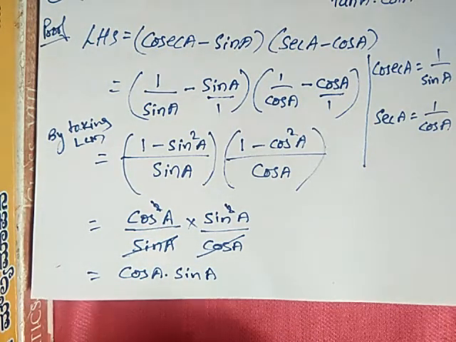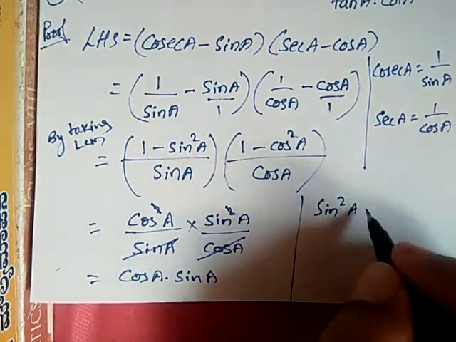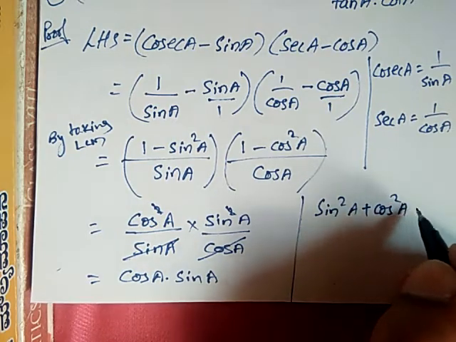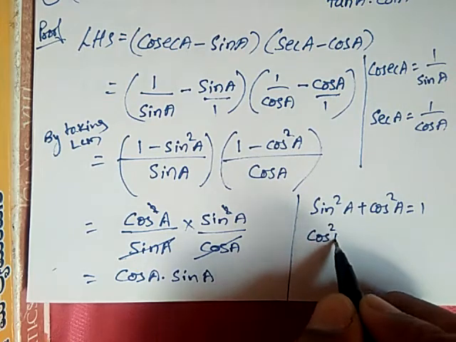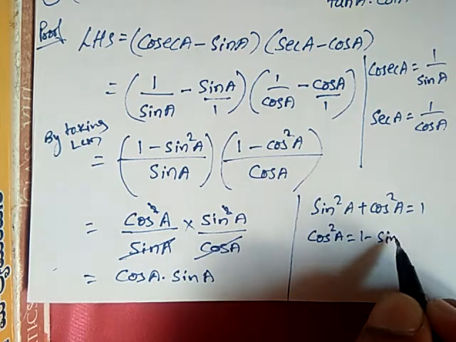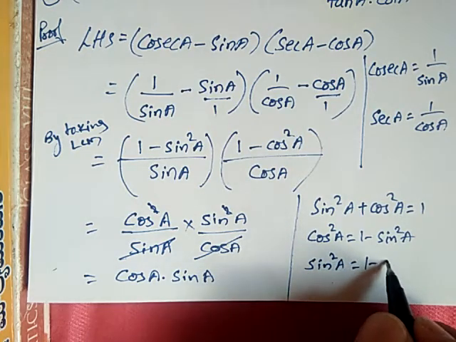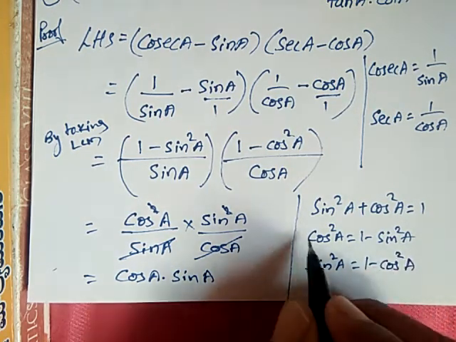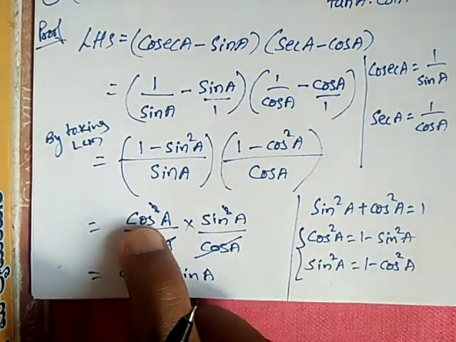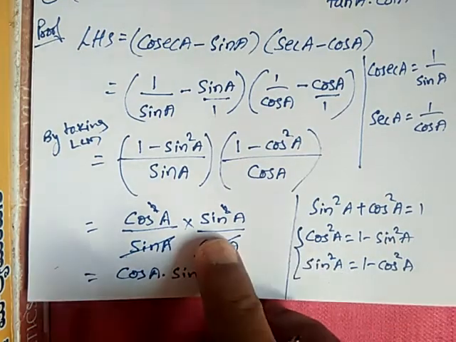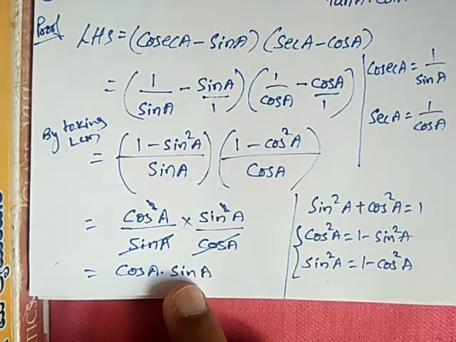Okay, so directly here only, why are we writing this? Because sin square A plus cos square A is equal to 1. We know the formula. So cos square A is equal to 1 minus sin square A, and similarly sin square A is equal to 1 minus cos square A. By these two formulas, I have written 1 minus sin square A as cos square A, and 1 minus cos square A as sin square A, directly from here. So this LHS and RHS you can take like this.